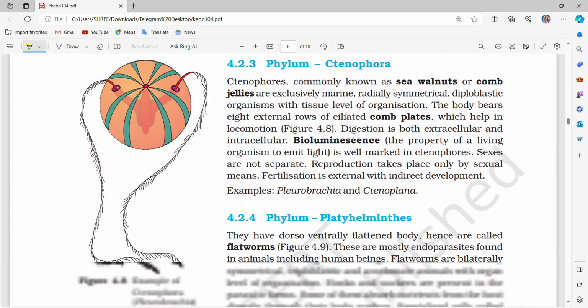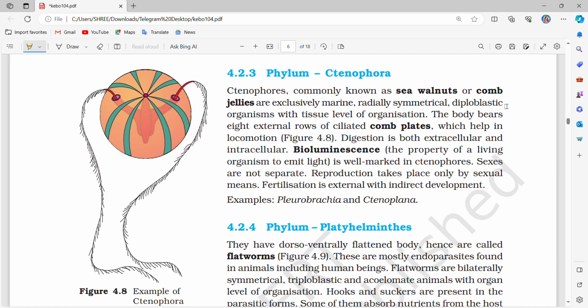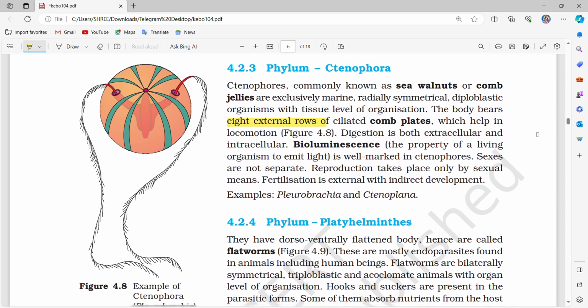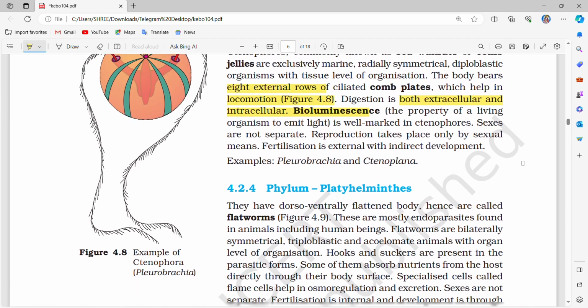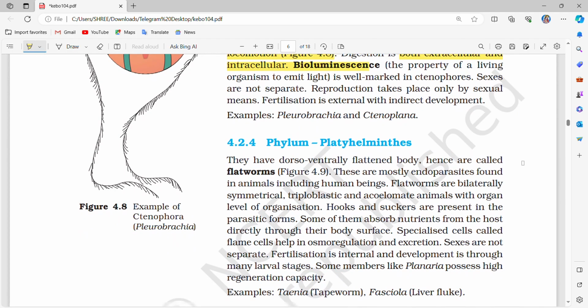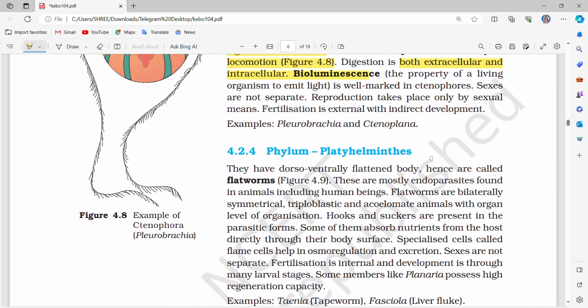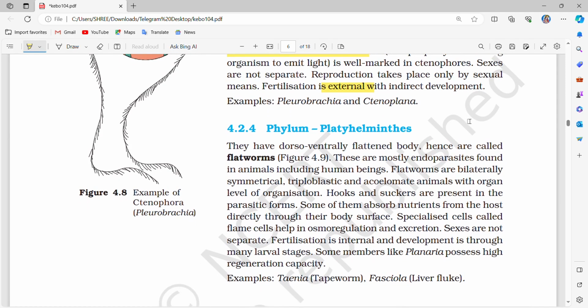4.2.3 Phylum Ctenophora. Ctenophores, commonly known as sea walnuts or comb jellies, are exclusively marine, radially symmetrical, diploblastic organisms with tissue level of organization. The body bears 8 external rows of ciliated comb plates, which help in locomotion, figure 4.8. Digestion is both extracellular and intracellular. Bioluminescence, the property of a living organism to emit light, is well marked in ctenophores. Sexes are not separate. Reproduction takes place only by sexual means. Fertilization is external with indirect development. Examples: Pleurobrachia and Ctenoplana.